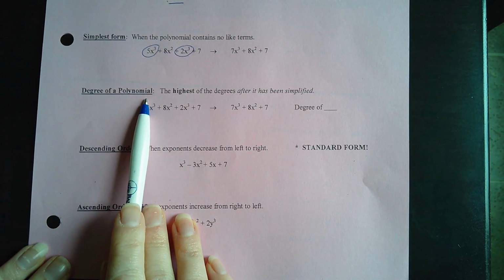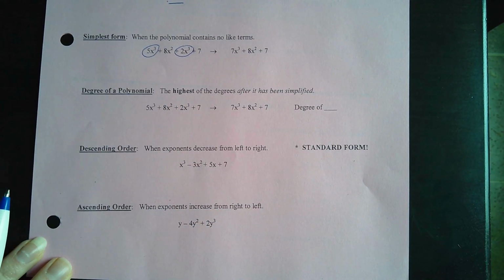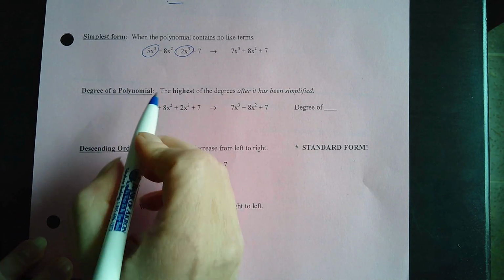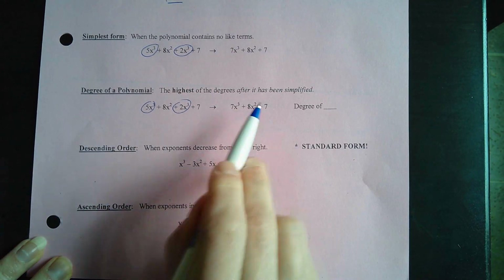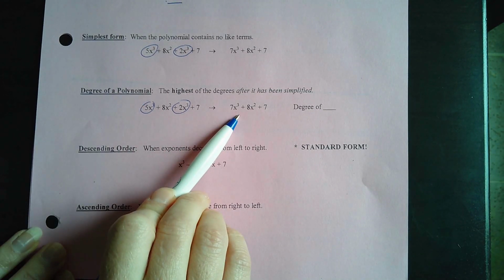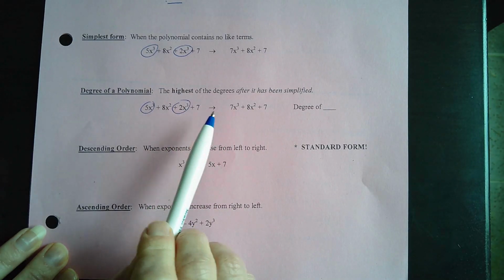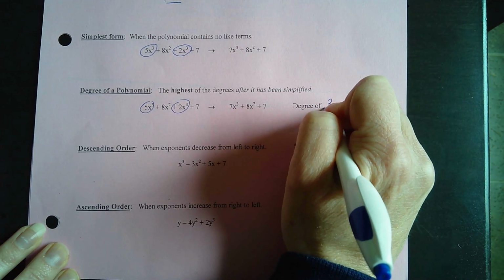The degree of a polynomial is going to be the highest of the degrees after it is simplified. So here's just like the one above. We simplified by combining our 5x to the third and our 2x to the third. So now we have a simplified polynomial, but now we want to find the degree of that polynomial, and it's the highest degree. And we learned in the beginning of this pink paper that the degree is the exponent on the variable. So the highest one would be 3.